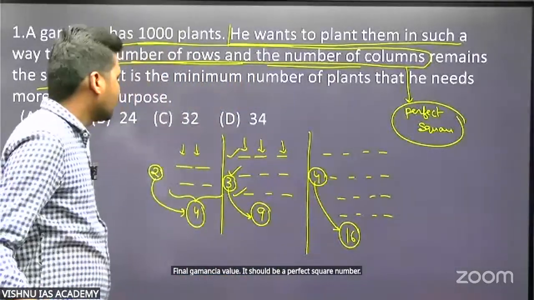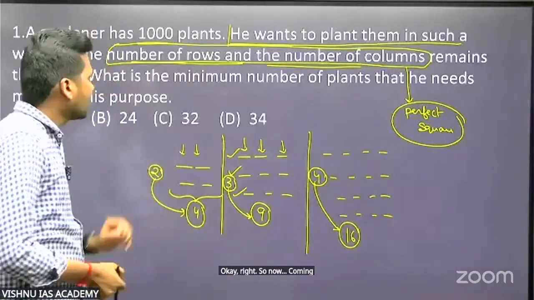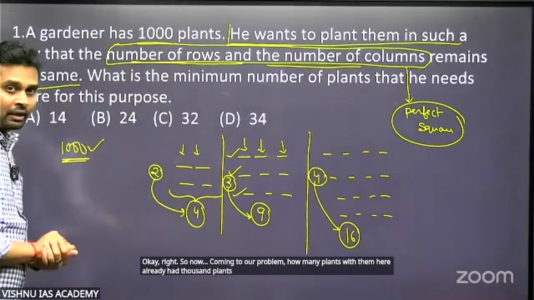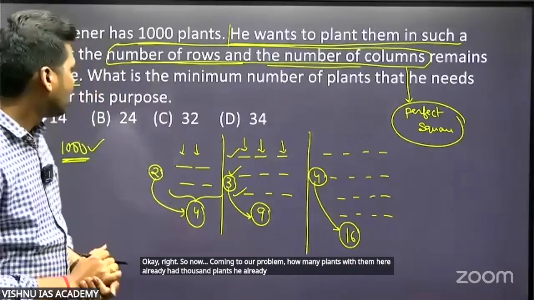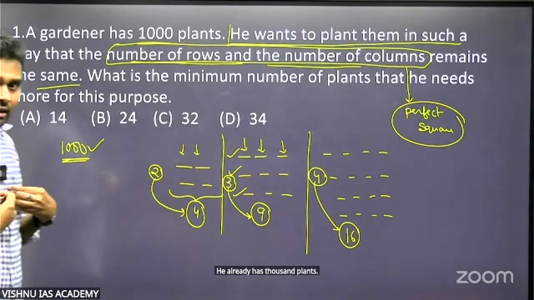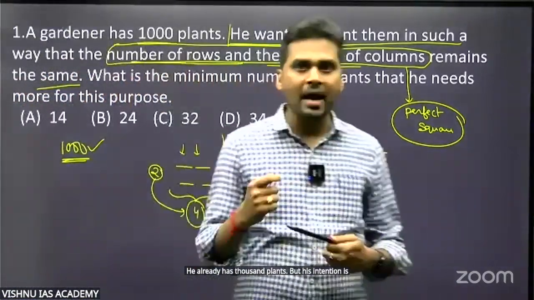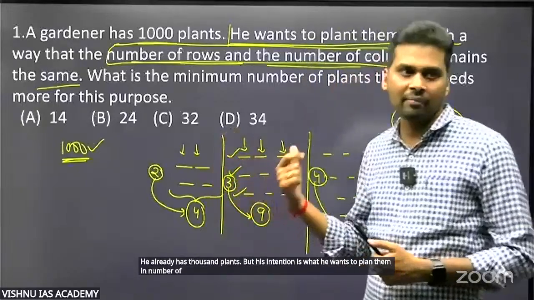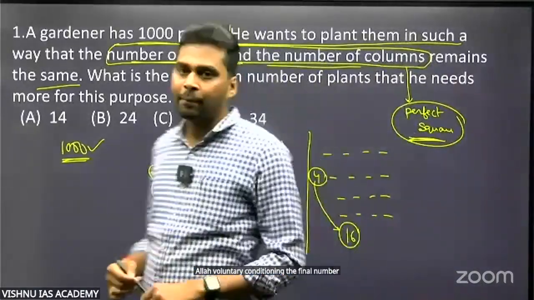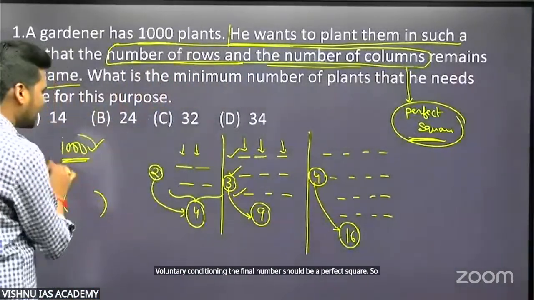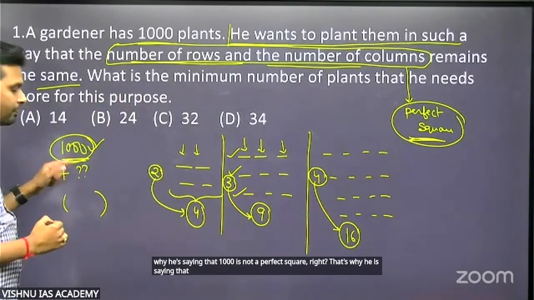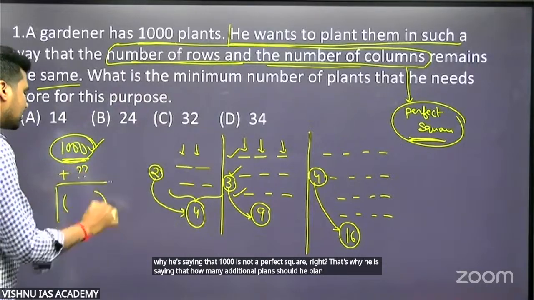Okay, right. So now coming to our problem, how many plants does he have? He already had 1000 plants, but his intention is what? He wants to plant them so that the number of rows and the number of columns are same. అలా అవ్వాలంటే కండిషన్ ఏంటి? The final number should be a perfect square. So that's why he's saying that 1000 is not a perfect square, right? That's why he's asking how many additional plants he should plant so that the condition will be satisfied.